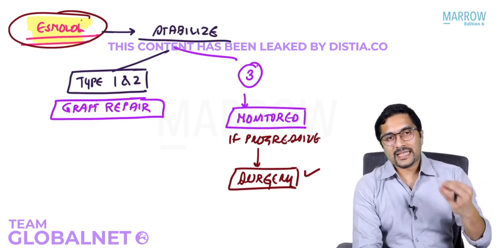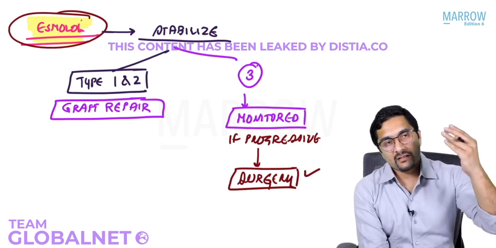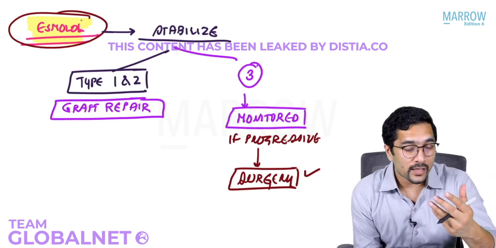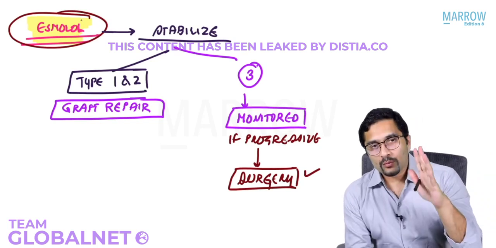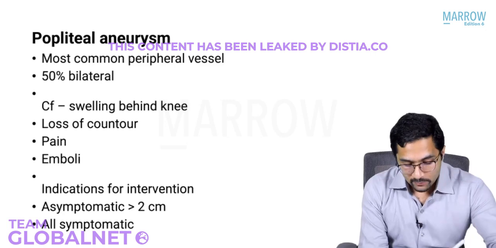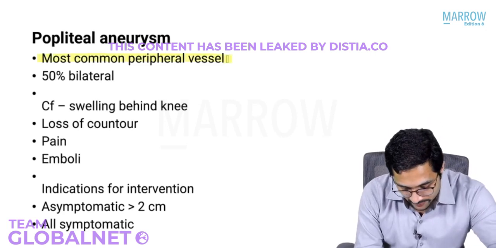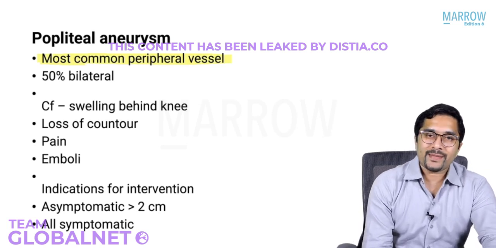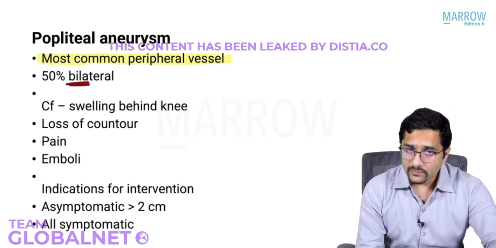So this covers entirely about aneurysms. I've spoken about abdominal, thoracic and thoraco-abdominal aortic aneurysms. Two more aneurysms which we'll quickly cover. One is popliteal aneurysm. Popliteal, I told you, is the most common peripheral vessel to be involved with aneurysm formation, and 50% of popliteal aneurysms are bilateral.